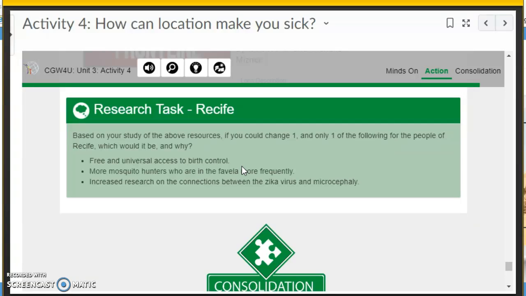So based on all the content introduced in this activity, your only task is to participate in one discussion, which is based on this research task. Based on the study of the above resources, if you could change one and only one of the following for the people of Recife, which would it be, and why? Would you give them free and universal access to birth control, more mosquito hunters, or increased research on the connection between the Zika virus? Which one would you choose to pursue for these folks?